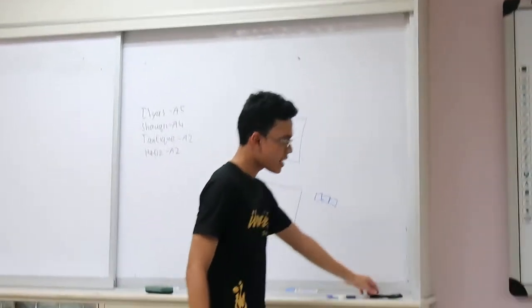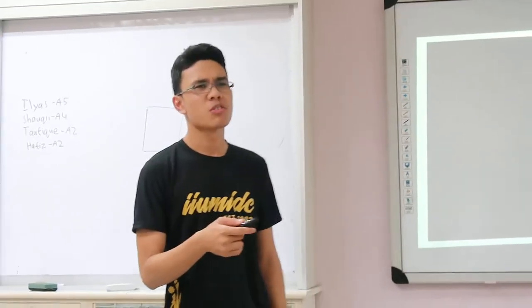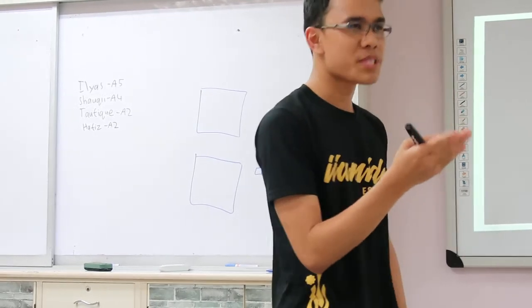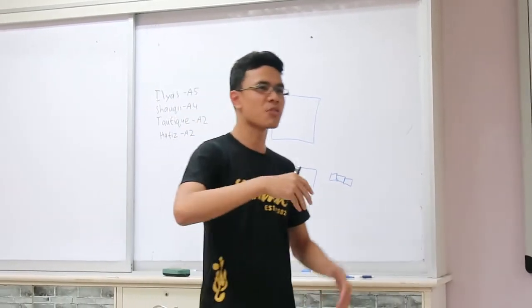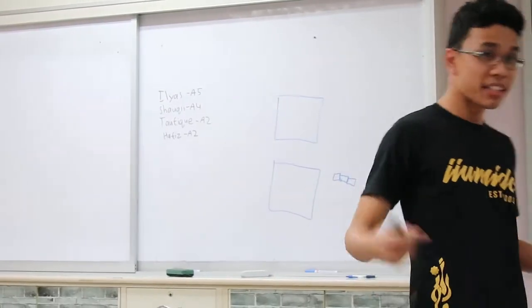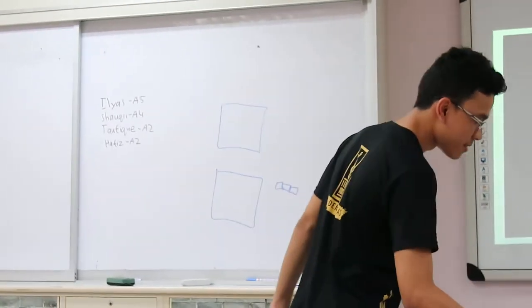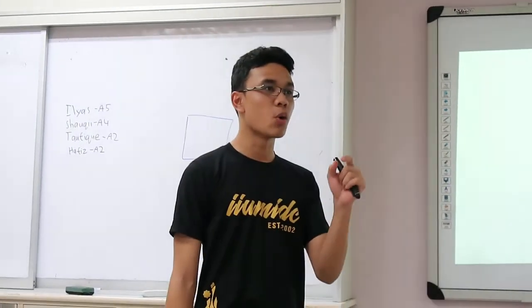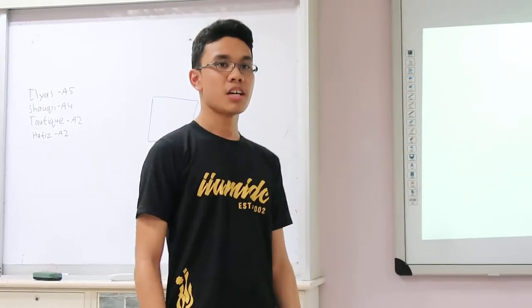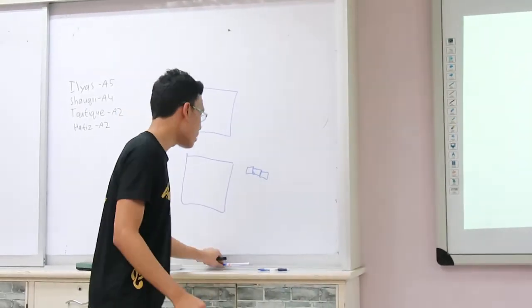Okay? But I'm sure all of you are questioning, why triangles specifically? Why can't it be squares, or diamonds, circles, pentagons, right? Well, here's the thing. A triangle is always a one plane shape. Let me show you an example.